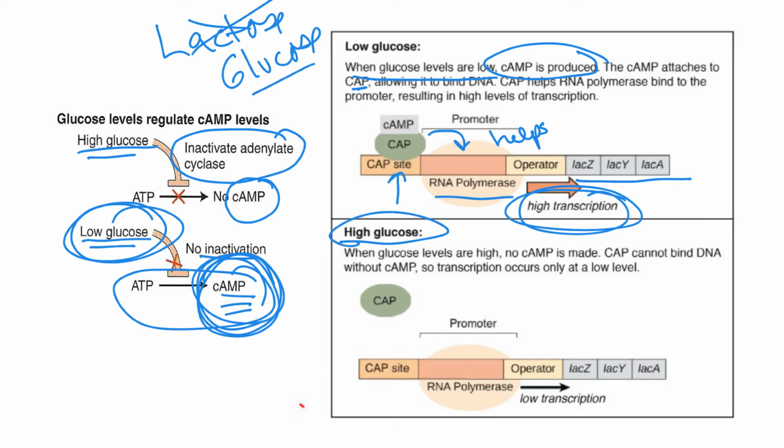When you have high glucose levels, you have no cyclic AMP. And so the CAP protein cannot bind to the CAP site, and the RNA polymerase is not going to fit as well. You're going to have low transcription, all right? But we're going to see this is going to act in concert with the lactose operon.